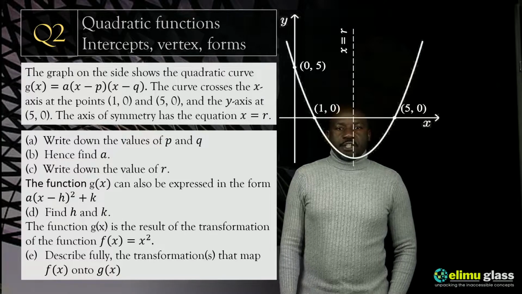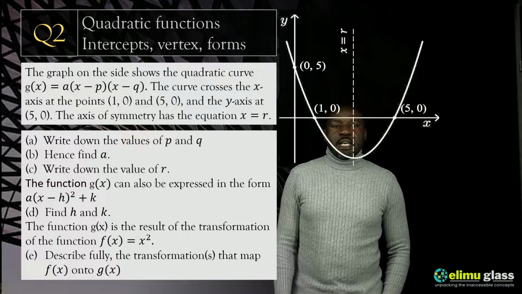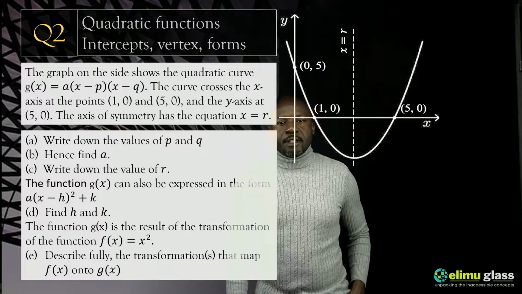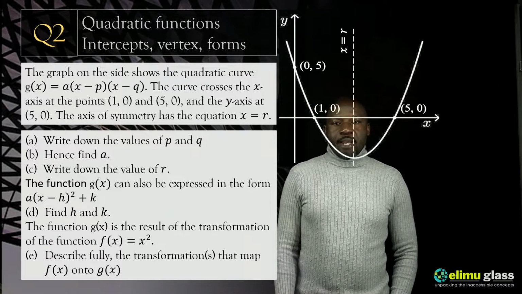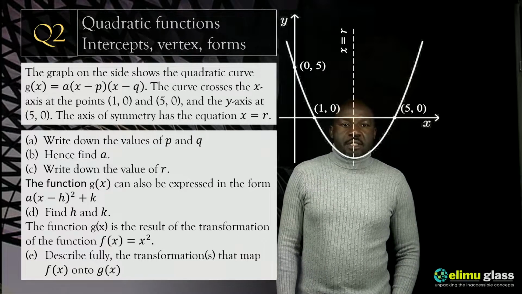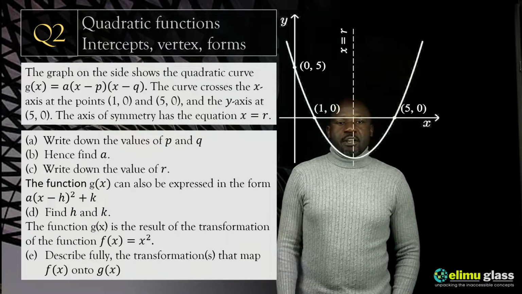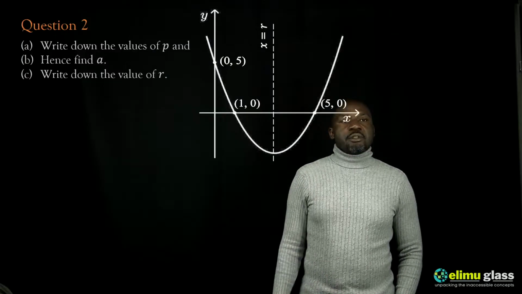Find the values of h and k. Then the last part: the function g of x is the result of a transformation of the function f of x, which is x squared. Describe fully the transformations, it could be one, could be more, that map f of x onto g of x. So let's start answering this question.